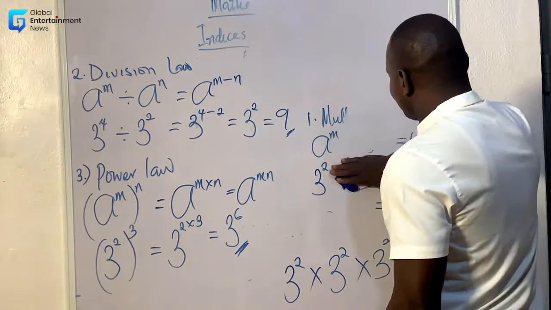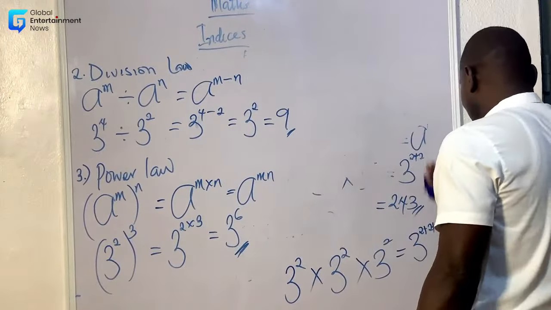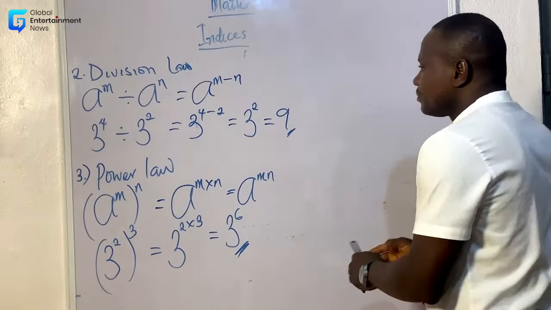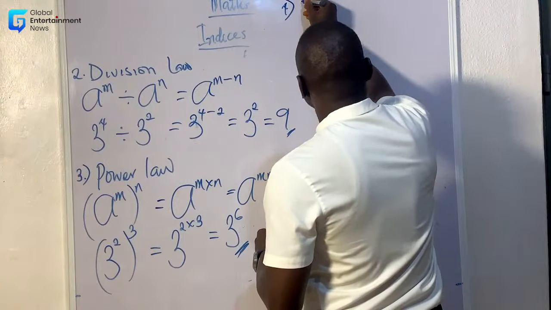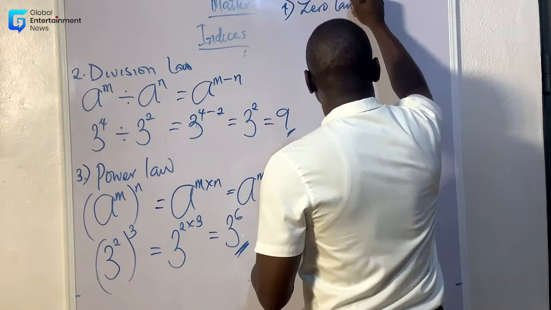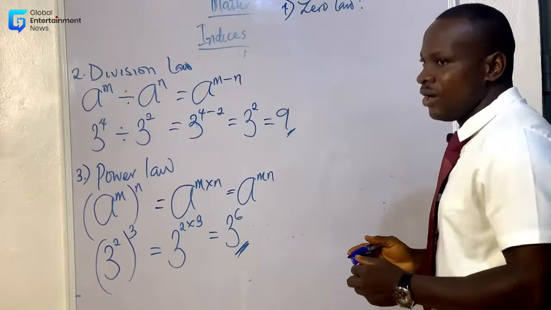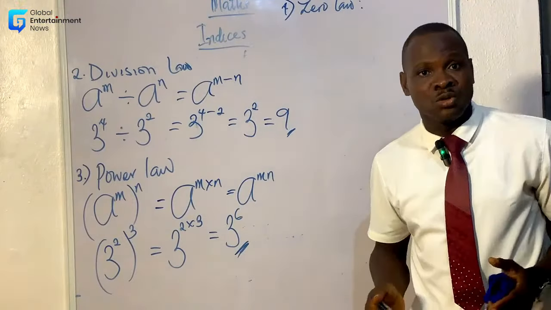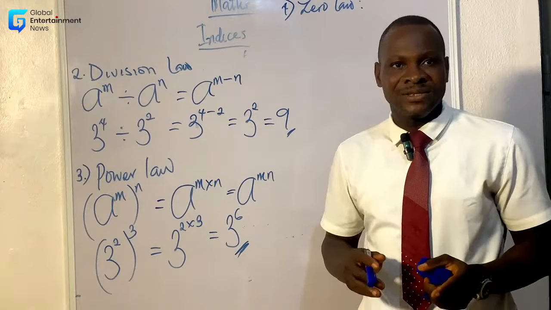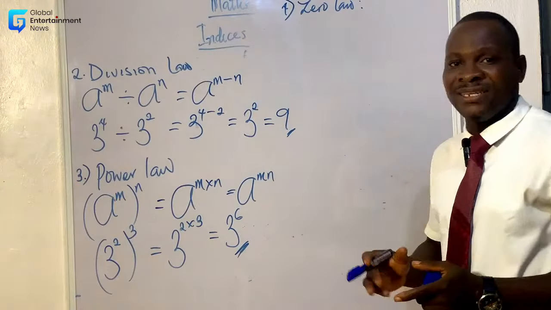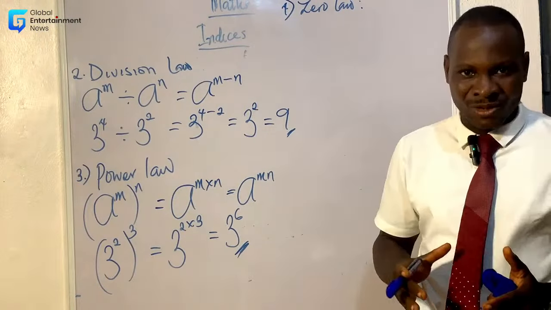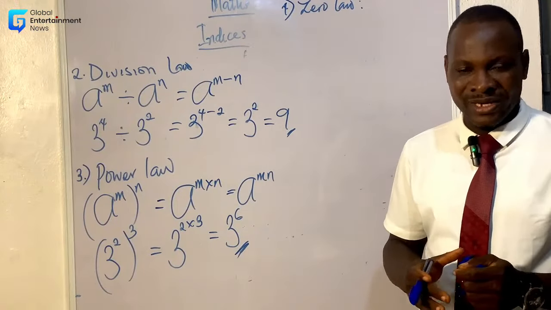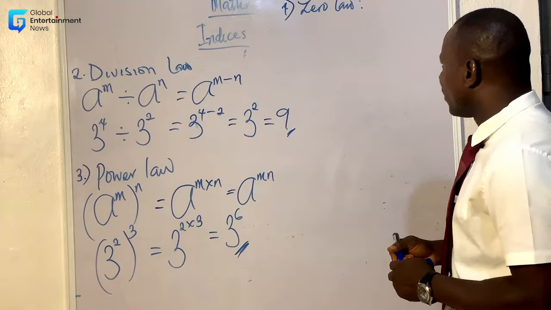Number 4, we have what we call zero law. When we talk about zero law in mathematics, it is a common law that everybody knows. Now, in mathematics, when we say zero law, it means any variable raised to power 0 will give us 1. Any base, any integer raised to power 0, will give us 1.